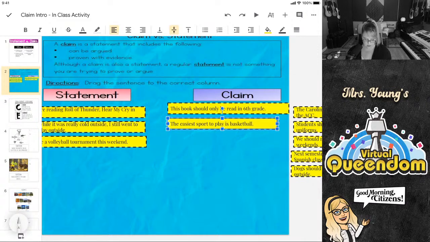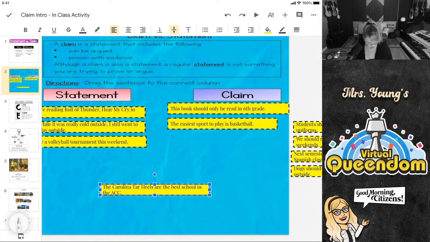The Carolina Tar Heels are the best school in the ACC. Claim or statement, and why? The Carolina Tar Heels are the best school in the ACC. Why is it a claim? It can be argued about, yes. What if I think my school's the best school in the ACC? Good, good, good.